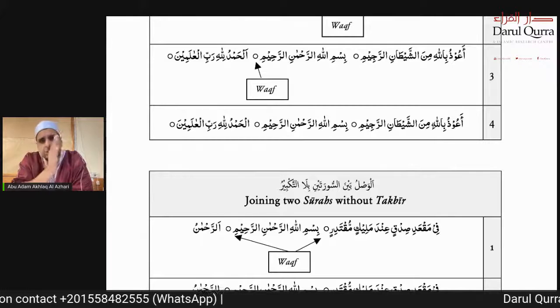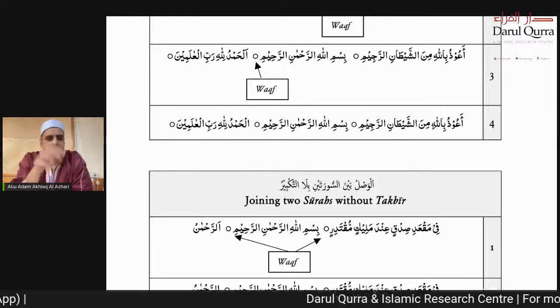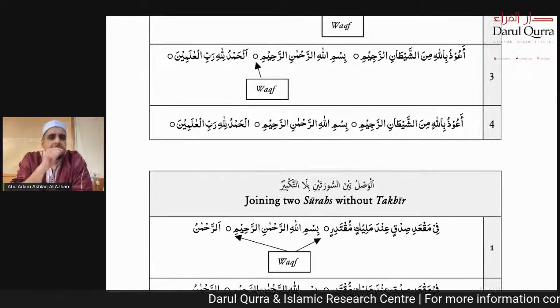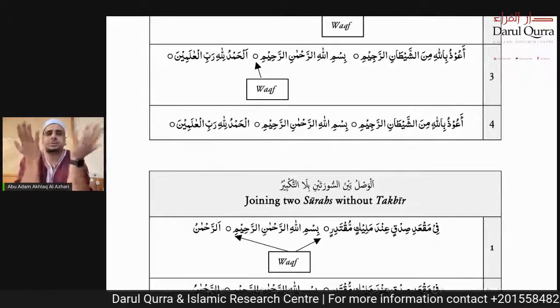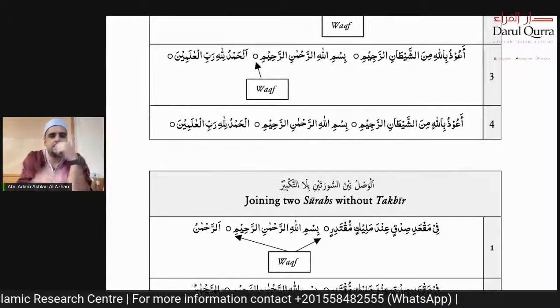So now that you've started your recitation, you've done the isti'adha, you've read Surah Fatiha, you've recited other surahs, and then imagine you're going to join now two surahs together. The ending of one surah, the beginning of another surah. How do we do that?